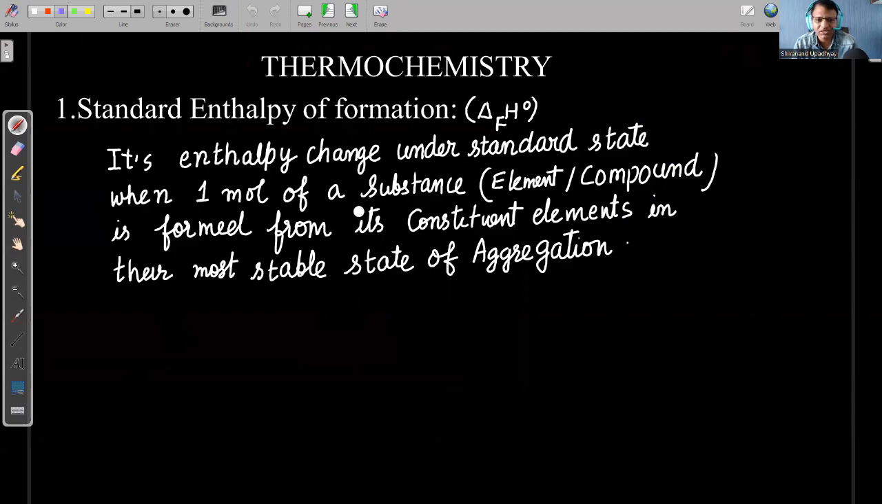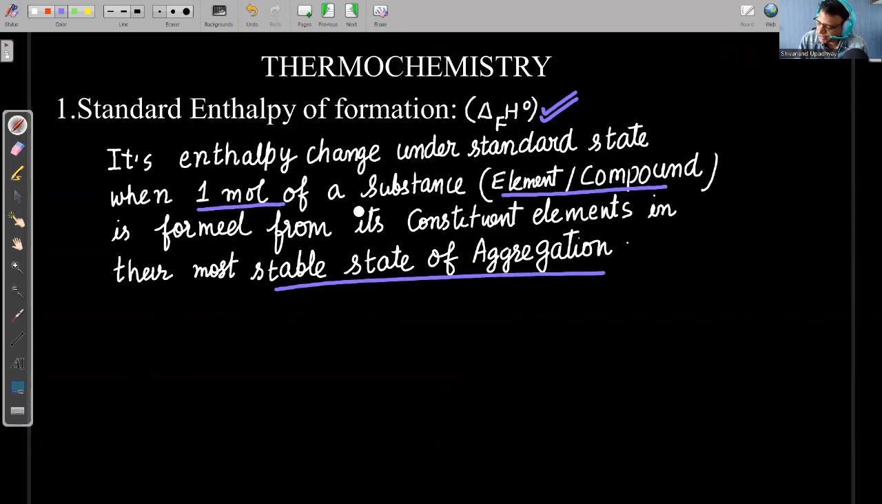Under standard condition, it is known as standard enthalpy of formation. So when we are discussing standard enthalpy of formation, let me read the definition and then we'll write the reaction. So its enthalpy change under standard state when 1 mole of a substance, either it is element or compound, is formed from its constituent elements in their most stable state of aggregation. So here 1 mole will form, and formation can be of element and compound, and it is formed from its constituent elements in most stable state of aggregation.